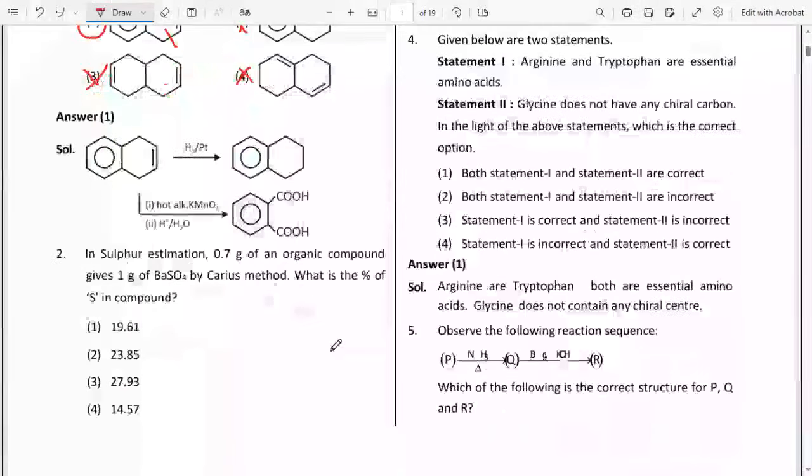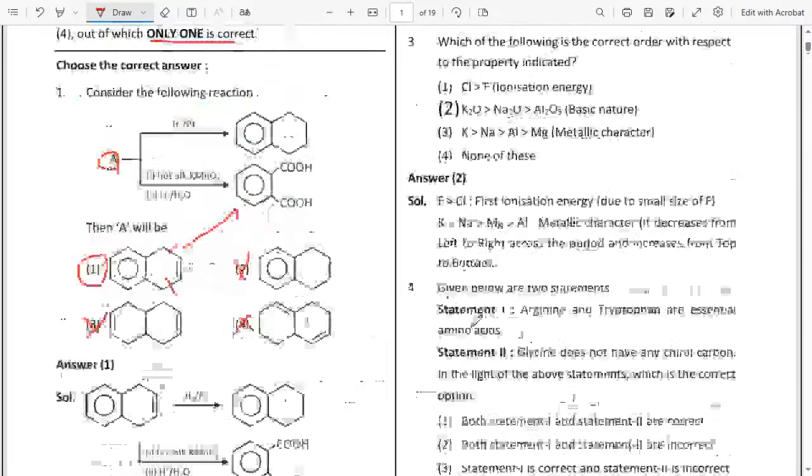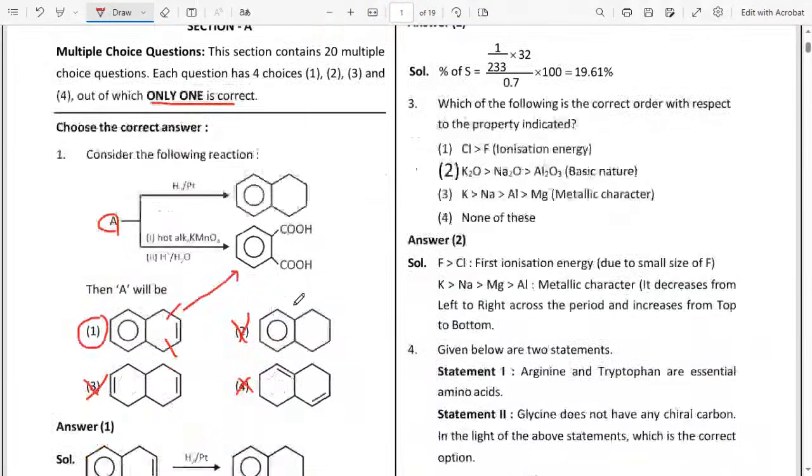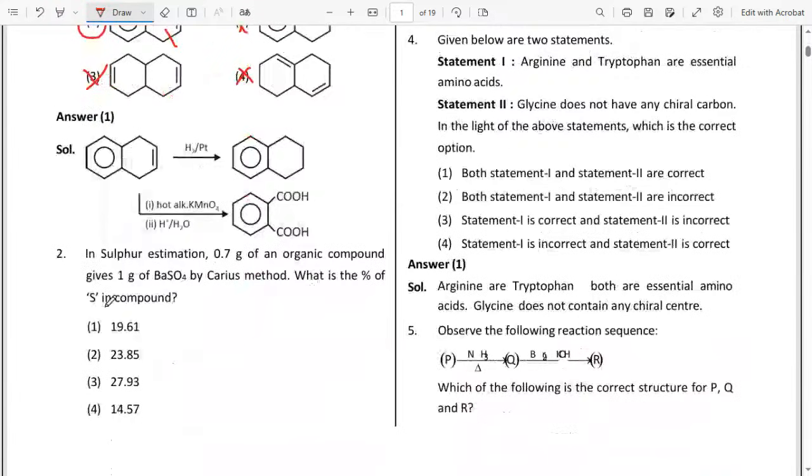Right? So question number 2, in sulfur estimation 0.7 grams of an organic compound gives 1 gram of barium sulfate by Carius method. What is the percentage of sulfur in the compound? Dear students, it can be solved like this, where you will get the answer as 19.61, which is the correct option, students. Option 1 is the correct option, students.